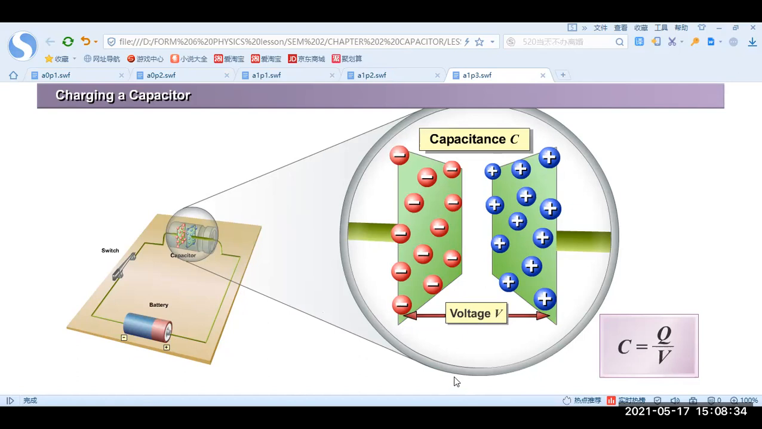The formula for the capacitance, the general formula, is C equal to Q over V. Q is the amount of charge and V is the potential difference, or what we call voltage. How many volts?